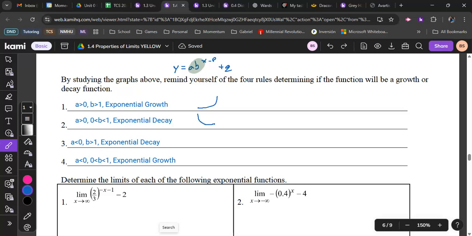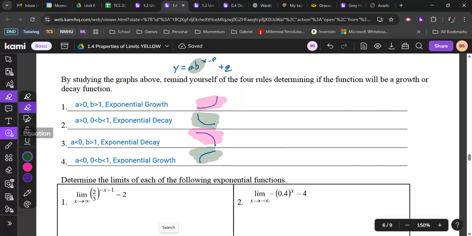And then exponential decay. If A is negative and B is greater than 1, then that one looks like this. And if A is negative and B is between 0 and 1, then that one looks like that. And you'll notice here, those and those are reflections of each other.